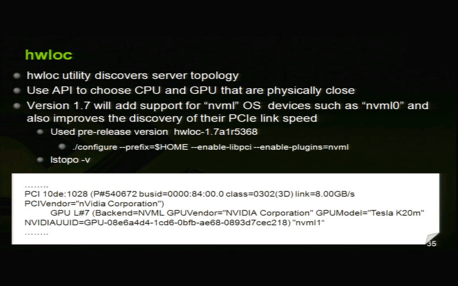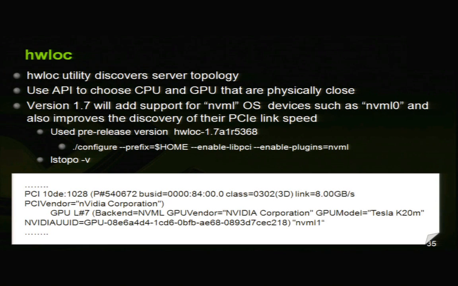Hardware topology-aware scheduling is important. I used here as an example the hwloc utility, which discovers the server topology and provides you an API to select the right CPU-GPU combination. For my tests, I used a pre-release of the 1.7 release, which also supports NVML.